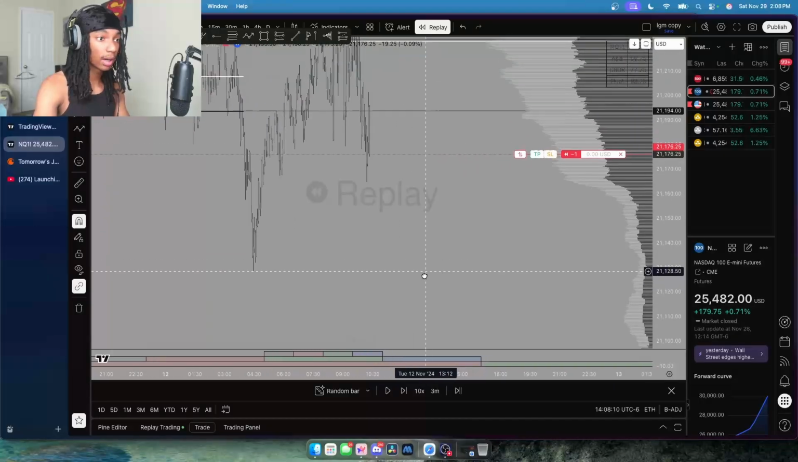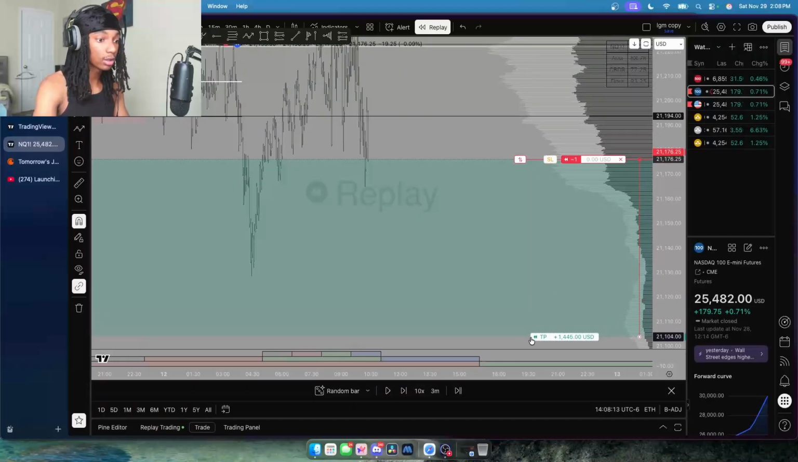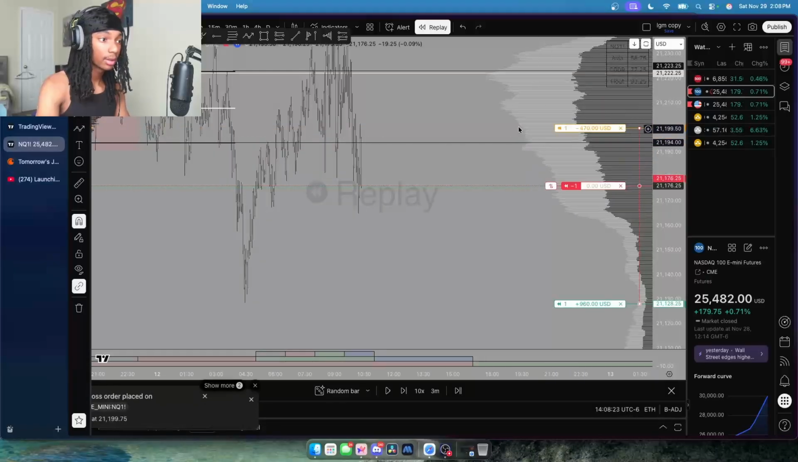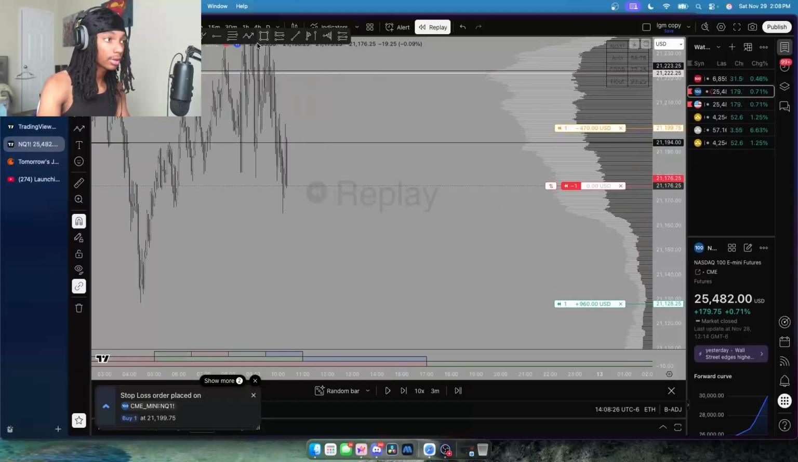Where could we see? Possibly previous day lows. So let's see if we can. I'm actually going to go for like 80 points. We'll do these lows right here, 50 points. Stop's going to be right here, and yeah, this is going to be my trade.